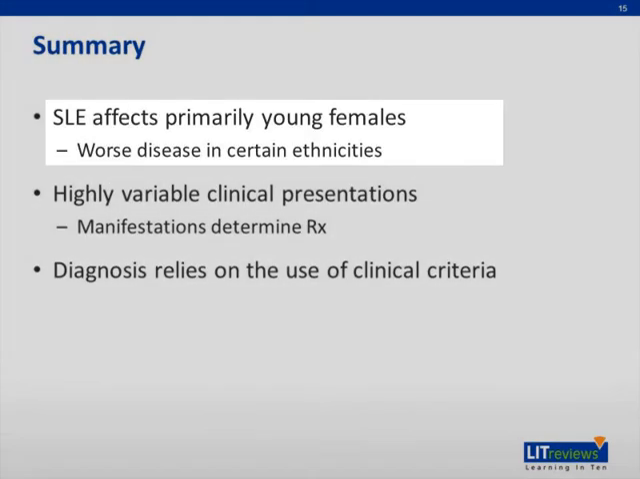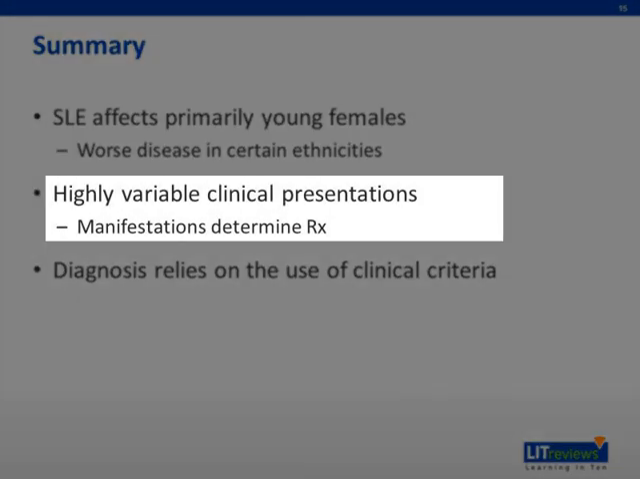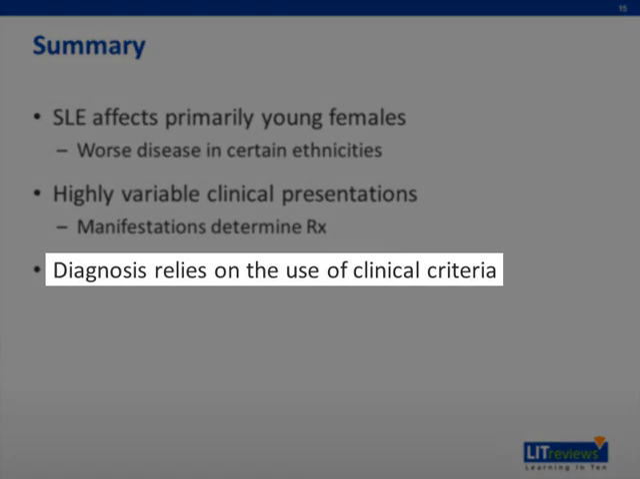In conclusion, lupus tends to be a disorder of young females. Furthermore, the disease is more severe in patients of certain ethnicities. The disease can affect every organ system and therefore has many varied clinical presentations. And finally, 4 of 11 classification criteria should be met to diagnose a patient with SLE.